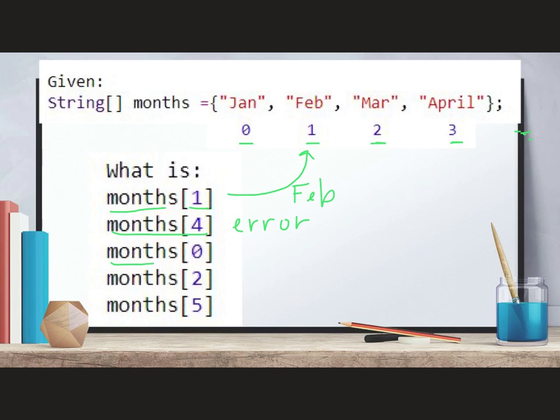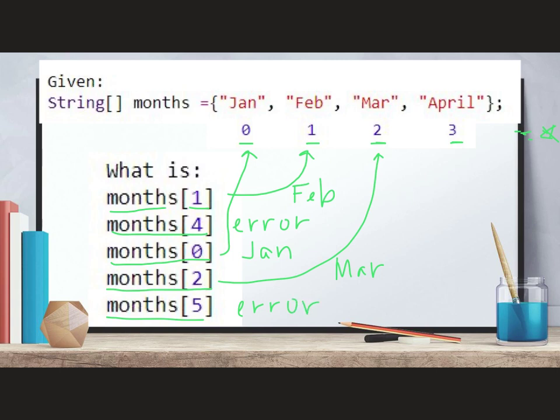All right, months index 0. Well, I'm going to come up here to index 0, and it holds Jan. Months index 2. There we go right there. That holds Mar. And months index 5, again, that is out of bounds. You are going to get an error message. So if you're compiling and you get an error message that says out of bounds, that's typically what it means: your index is too high for your array.